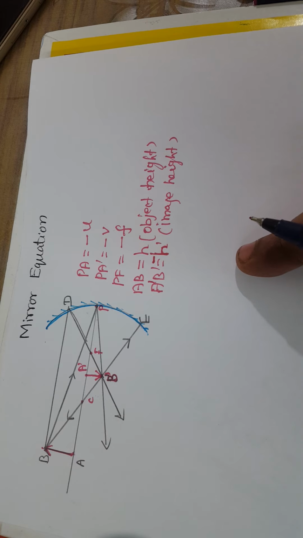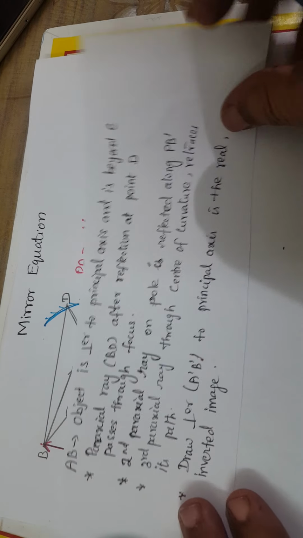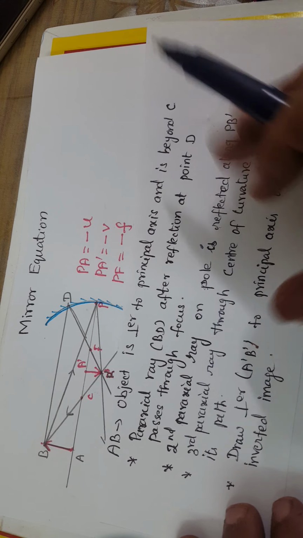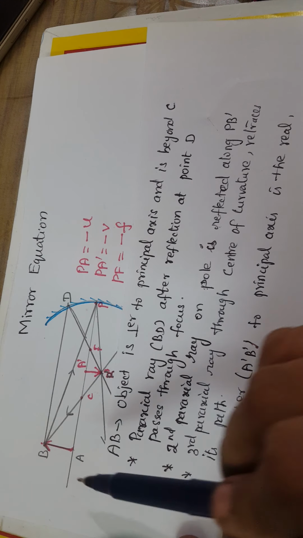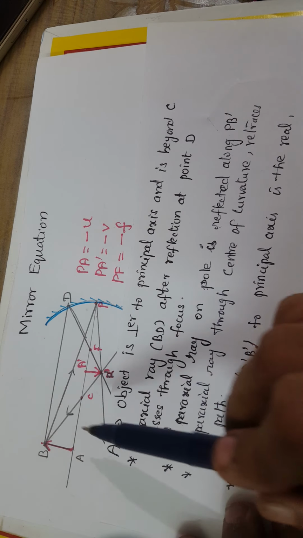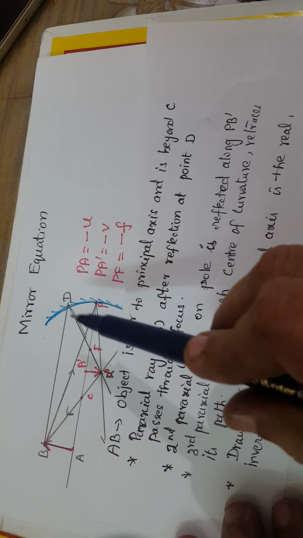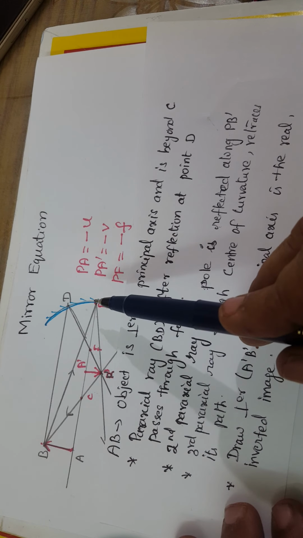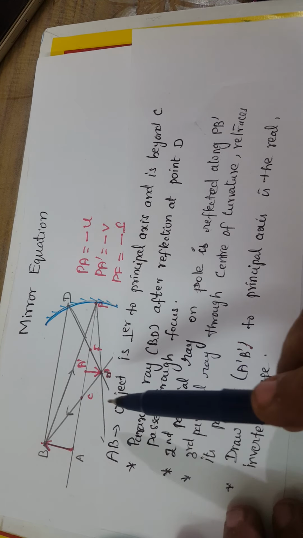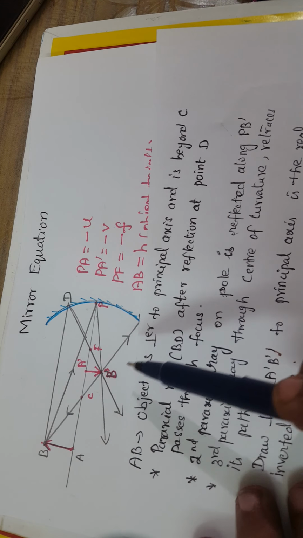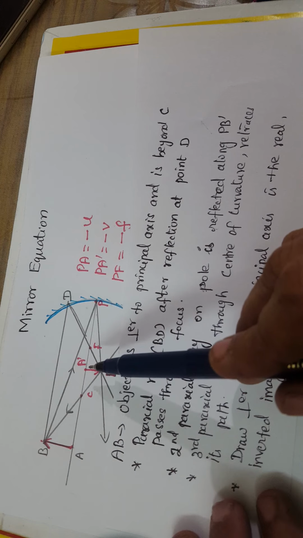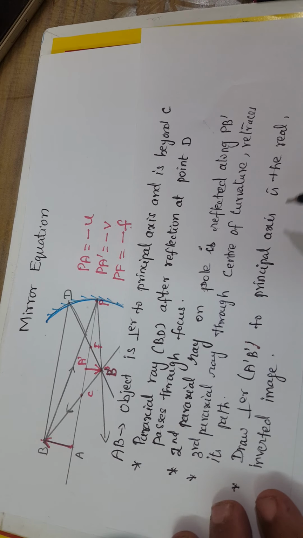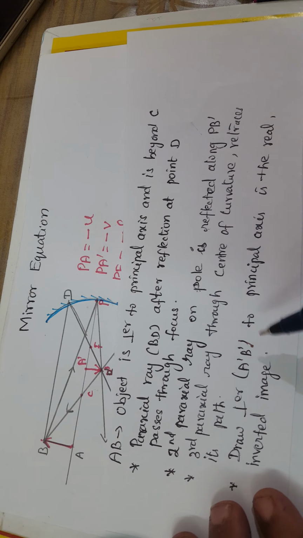So to prove the mirror equation, children, look here, all the 3 rules I have written here. AB is the object, which is perpendicular to the principal axis and is beyond the center of curvature. First rule, the paraxial ray after reflection at the point D passes through the focus. Second, the ray hitting the pole reflects along PB dash. The third rule is the ray passing through the center of curvature retraces its path. Draw the perpendicular A dash B dash to the principal axis. This is the image, and the image is real and inverted. All these things you have to write.